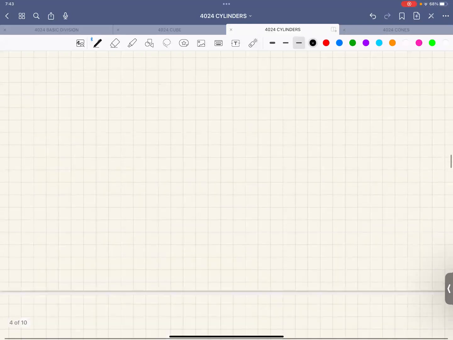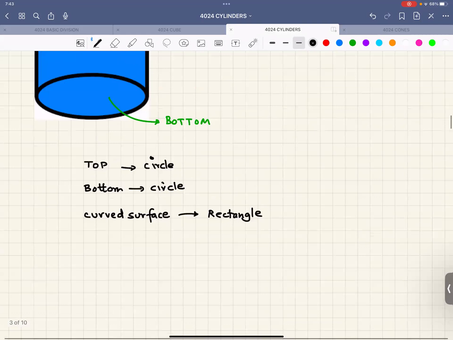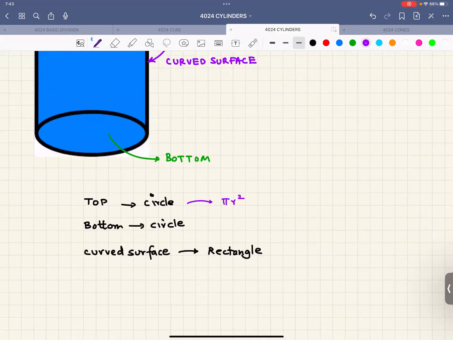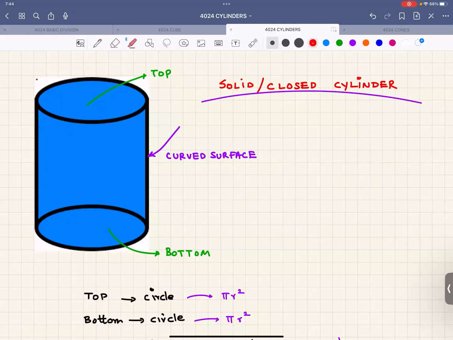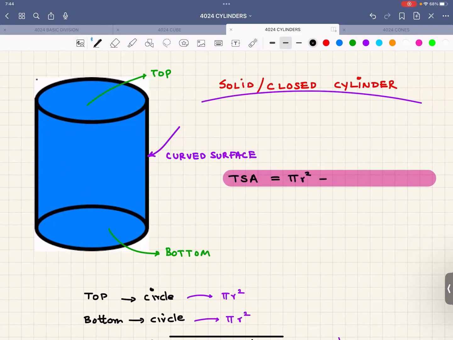So therefore, going back over here, we have the top area, that is pi r square. We have the bottom area, that is pi r square. We have the curved surface area, that's a rectangle. Reference is the soup label. That is how we got this idea. That is 2 pi r h. So now if it's a solid or a closed cylinder, let me make a big thing over here. And let me write it like this. So the total surface area is pi r square plus pi r square plus 2 pi r h, which comes out to be 2 pi r square plus 2 pi r h. This is for a solid closed cylinder.